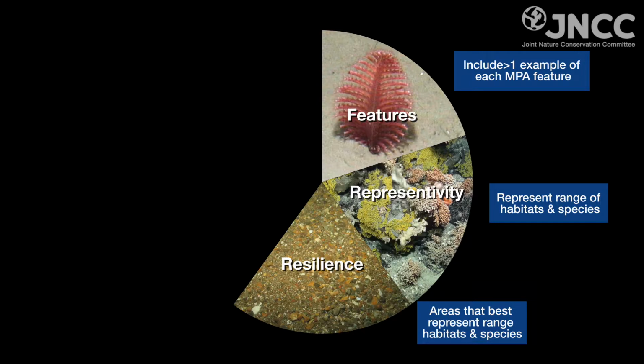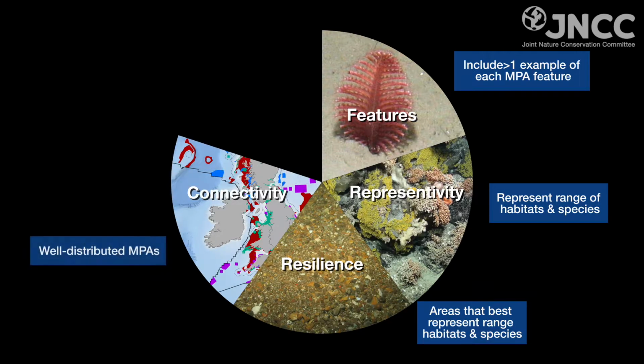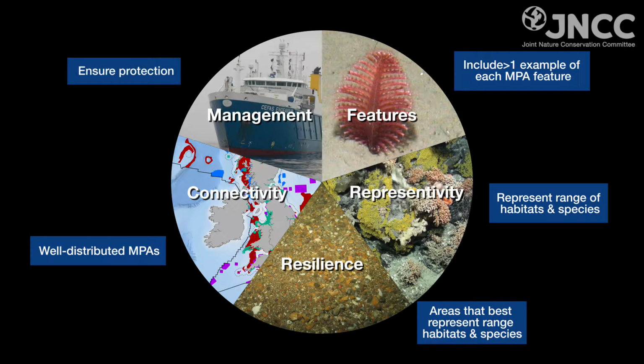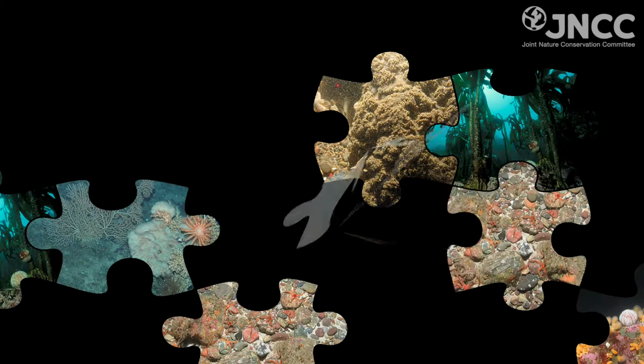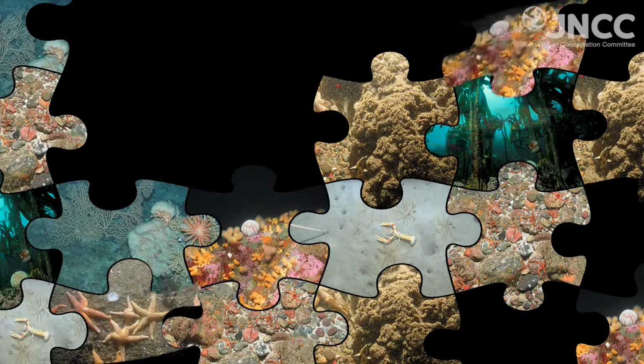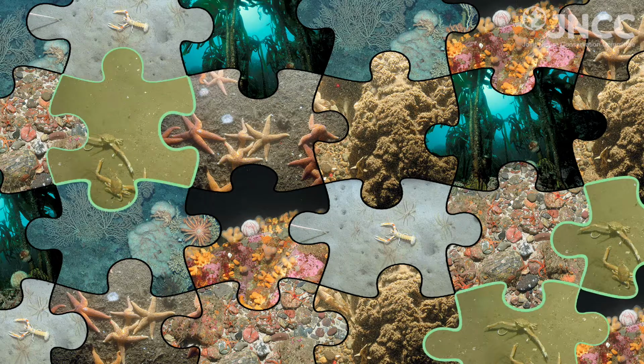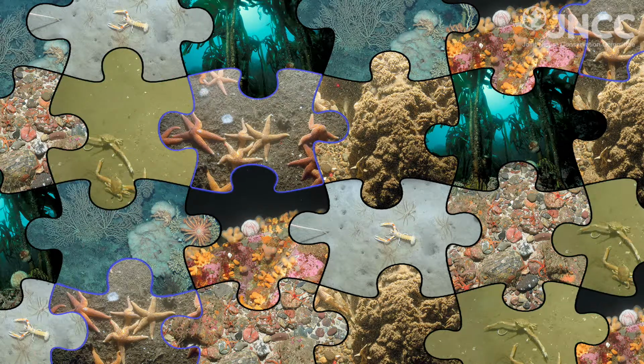MPAs should also be of sufficient size to deliver conservation benefits. MPAs within the network should be well distributed, allowing for connectivity between marine systems. MPAs should be efficiently managed to ensure the protection of marine habitats and species for which they have been designed. Work has been done to identify a range of plants, animals, habitats and underwater landforms that will benefit from MPA designation. Each feature should be protected in 2 or more sites to ensure resilience and well distributed so larvae and species can move between protected areas.